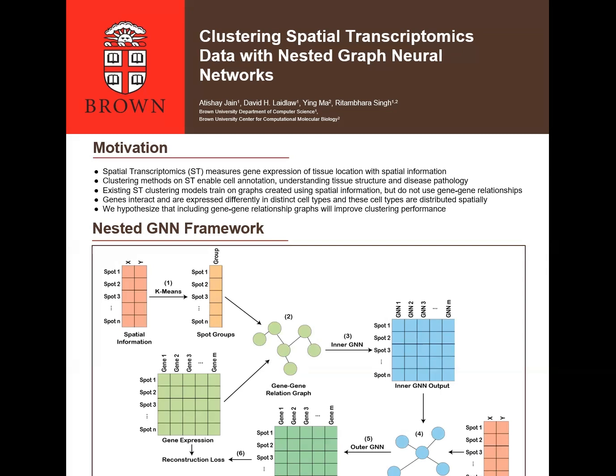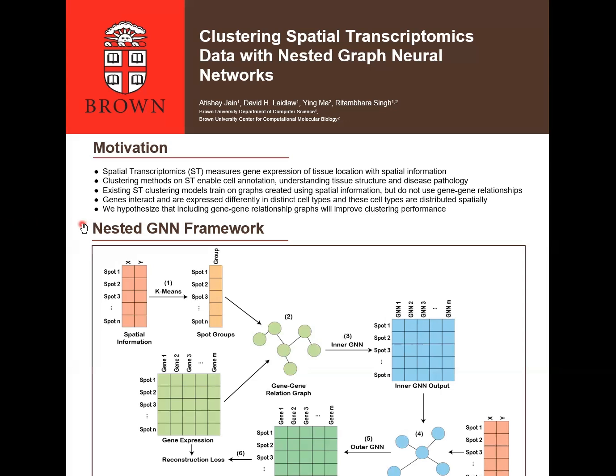pathology. Existing spatial transcriptomics clustering models generally train on graphs that are created using spatial information, but they do not use any gene-gene relationship graphs. Since genes interact and are expressed differently in distinct cell types, we hypothesize that including these gene-gene relationship graphs will help improve clustering performance. So how do we integrate these gene-gene relationship graphs and spatial information together?